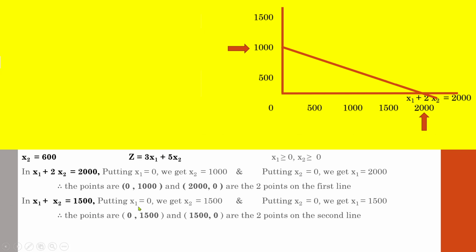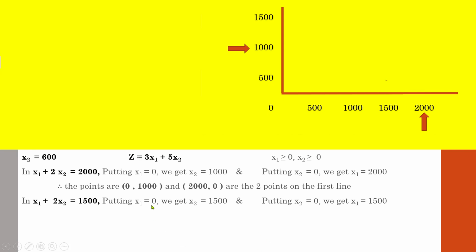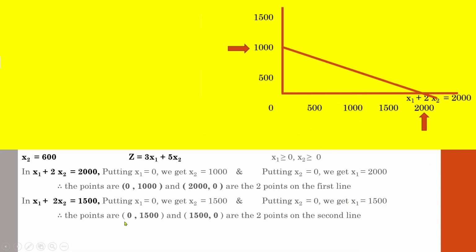So by solving that, when x1 equal to 0, you will get x2 equal to 1500. By putting x2 equal to 0, you will get x1 equal to 1500. So on the base of the equation x1 plus x2 equal to 1500, you will get the points. One is 1500 and another is also 1500. One is on the x-axis and another is on the y-axis. So the points are, first one, when x1 equal to 0, that is x equal to 0, y is 1500. When x2 equal to 0, means y is 0, so x equal to 1500.